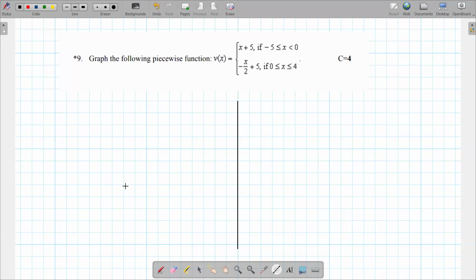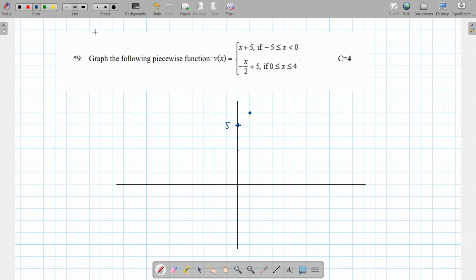I'm going to draw a grid and then we will start with the top equation. So the top equation is x plus 5, which means the slope is 1, the y-intercept is 5. Very basic. So let's go find both of those. So 1, 2, 3, 4, 5. We have the y-intercept and the slope is 1. So for every 1 unit it goes up, it goes 1 unit across. So we have another point.